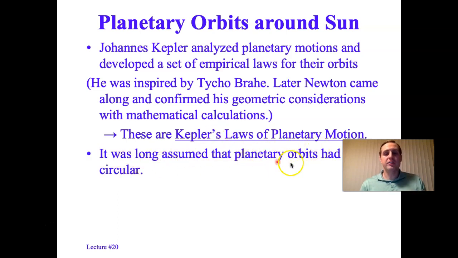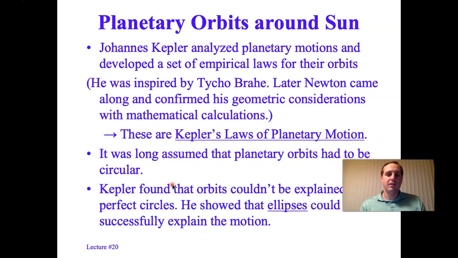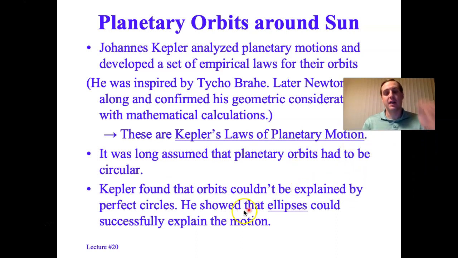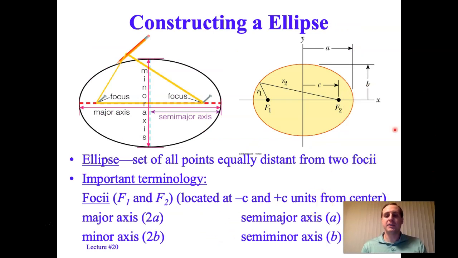So it was long assumed that planetary orbits had to be circular. But Kepler found, based upon these observations, that the orbits could not be explained as perfect circles. He showed that actual ellipses could successfully explain the motion. So let's think about an ellipse. Okay, how do you construct an ellipse?